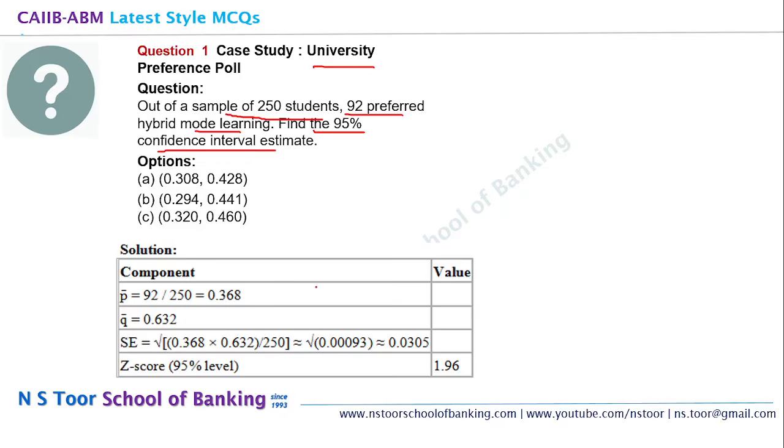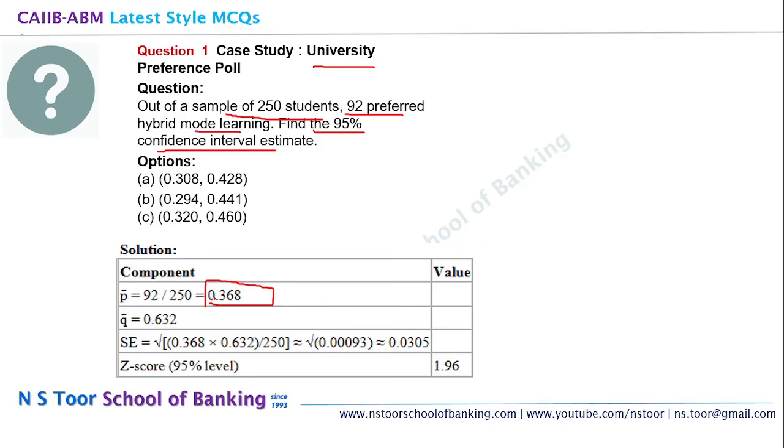So shall we start doing this? Yes, please. Initially we have to find out how many students have agreed. Out of 250, 92 students have agreed. So P bar, the sample proportion, is 92 divided by 250, that is 0.368, that is 36.8% of students have agreed for hybrid mode learning.